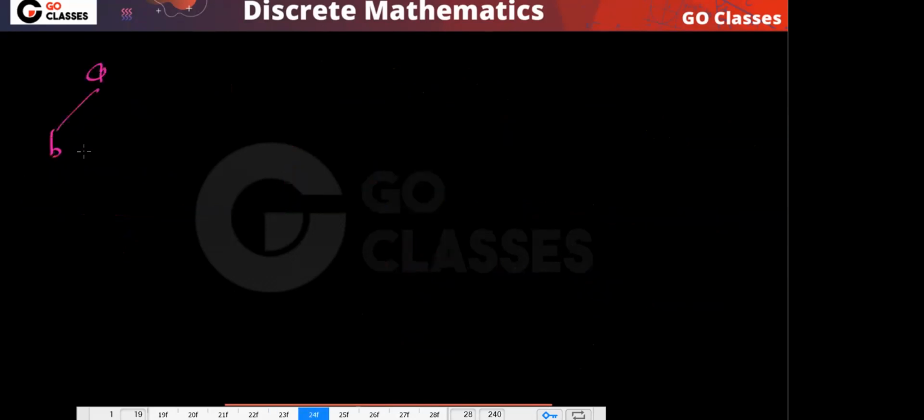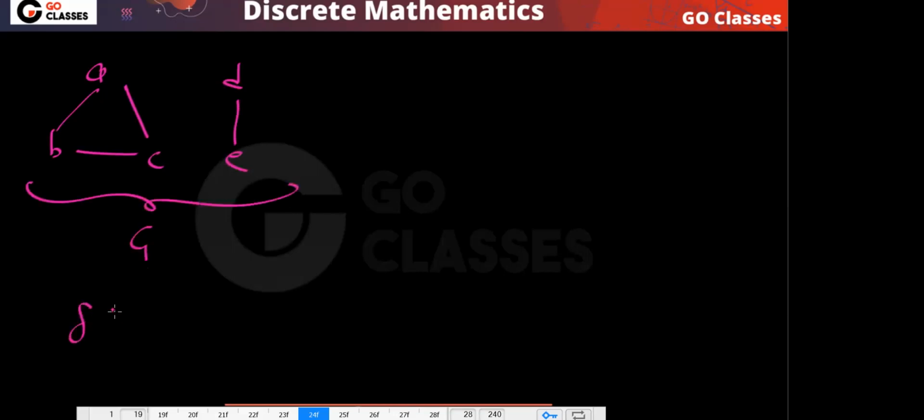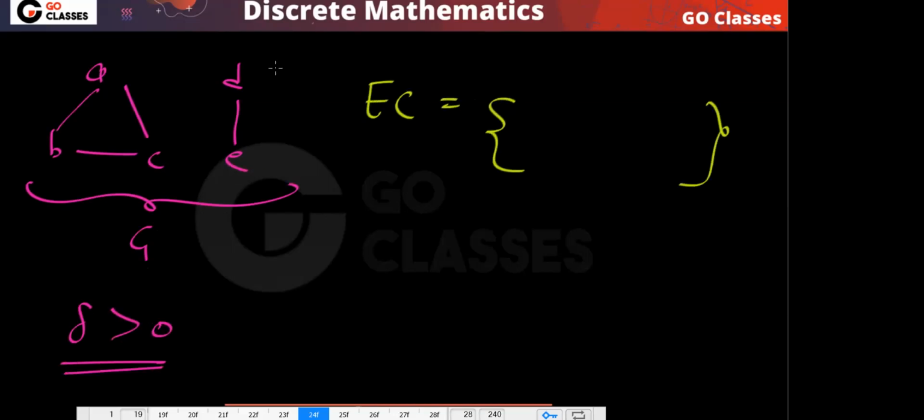For example, take this graph A, B, C, D, E. For this graph G, you can notice that the minimum degree is greater than 0. Now, what is the edge cover of this graph? Can anyone tell me the edge cover of this graph? Okay, so I can say this D, comma A, comma B, comma C. This is the edge cover. Is this minimal? This is not minimal.